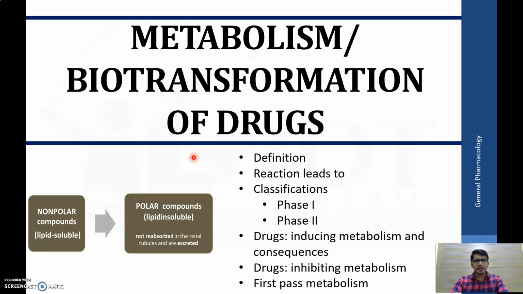In this video, we will discuss the metabolism or biotransformation of the drug. We will discuss the definition and what will happen if the reaction takes place, the classification of metabolism, phase 1 and phase 2 reactions, then drugs which will induce the metabolism and their consequences, drugs which will inhibit the metabolism and their consequences, and the first pass metabolism.